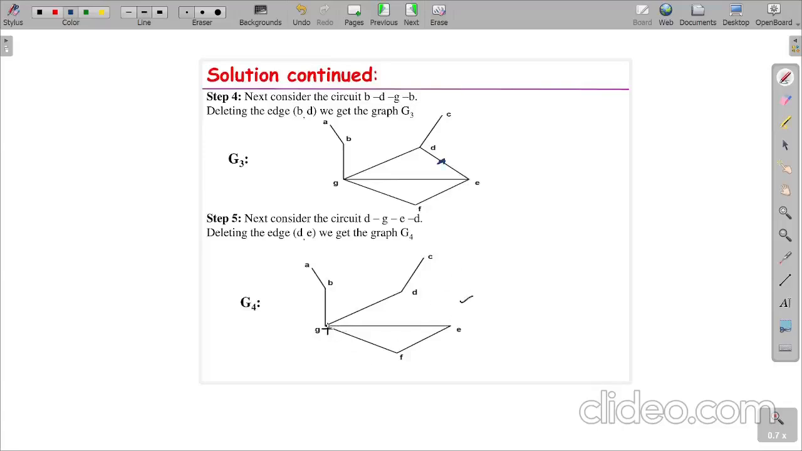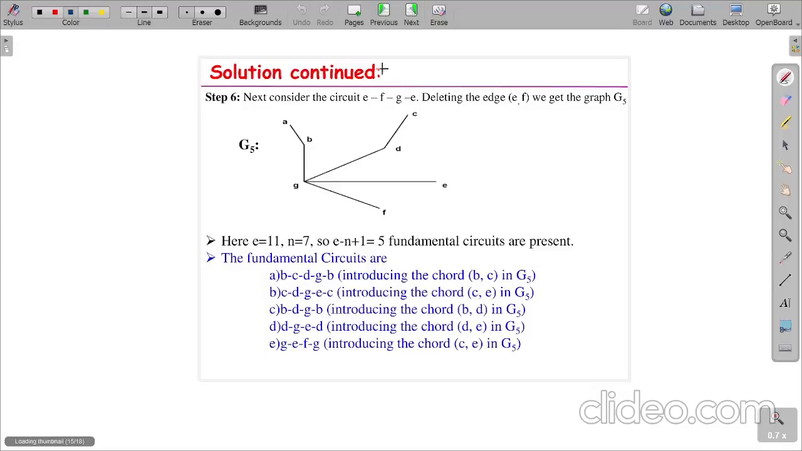Next, we have this circuit GEFG. We can delete any edge. EFGE. Then deleting the edge EF, we are getting this circuit. This is the spanning tree.